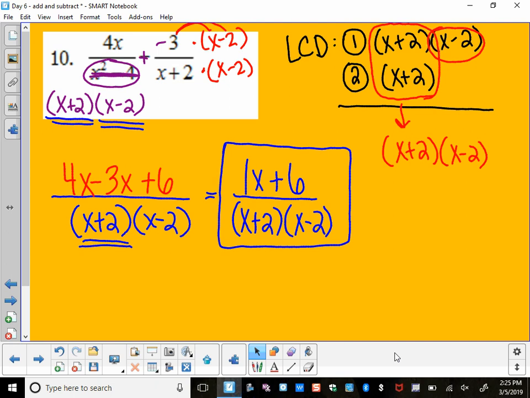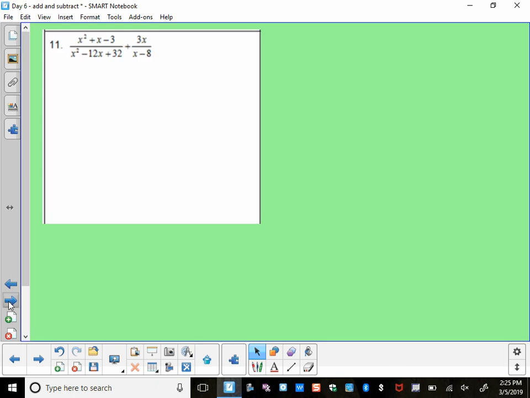Alright, let's look at number 11. I know immediately I don't want to keep x squared minus 12x plus 32. I need to do the factor chart, my t-chart, for two numbers that multiply to give me 32 and add to give me negative 12. So 8 and 4, where do I need my negative?